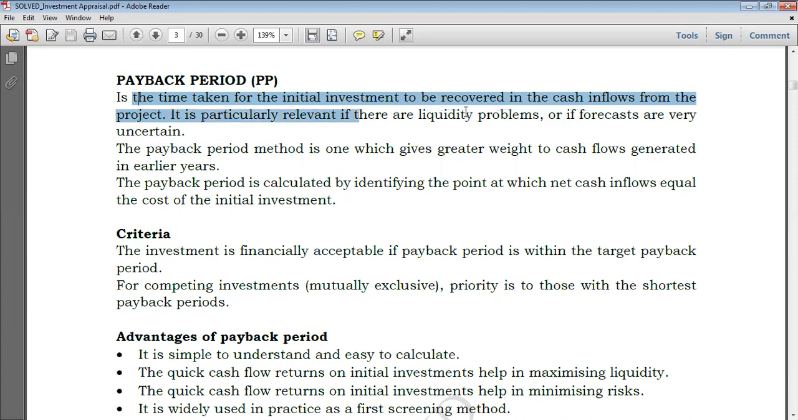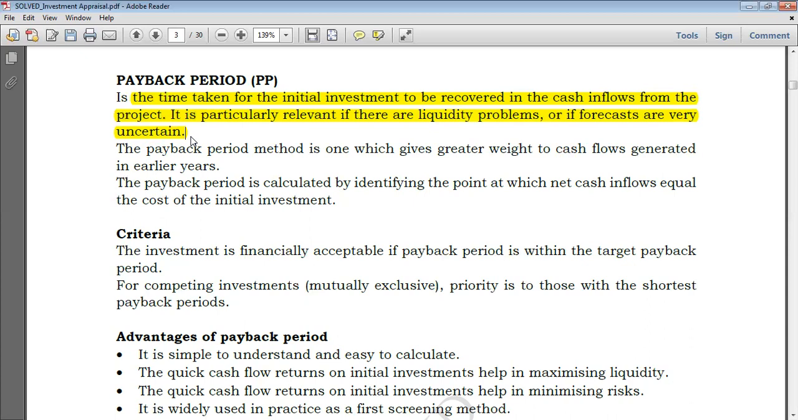It is particularly relevant if there are liquidity problems or if forecasts are very, very uncertain. Why? If you have a liquidity problem, that means you require cash more quickly. But also, if forecasts are very uncertain, payback period is a method used as a screening test. It is used to screen the investment, to get a quick picture on whether the investment could give us good results or not.